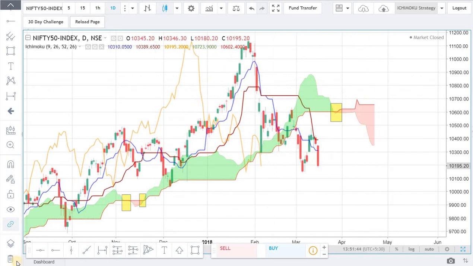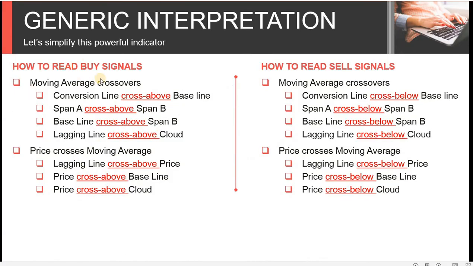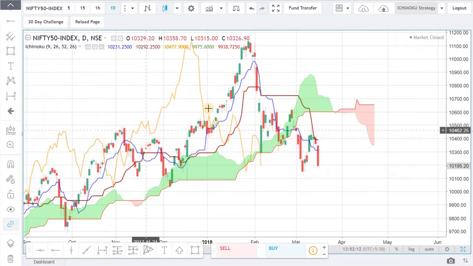Okay, so that is the second interpretation. Whenever span A crosses above span B, it's a buy signal. When span A crosses below span B, it's a sell signal. Now the next one is your baseline and your span B. What is your baseline? It's the 26 period moving average. Span B is your 52 period moving average. So these are the two strongest moving averages crossing each other, which can be a very good indication.